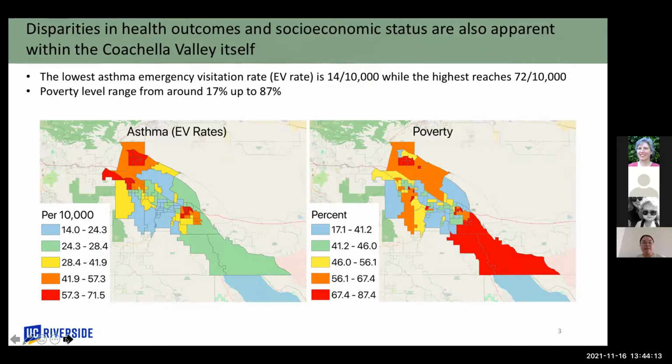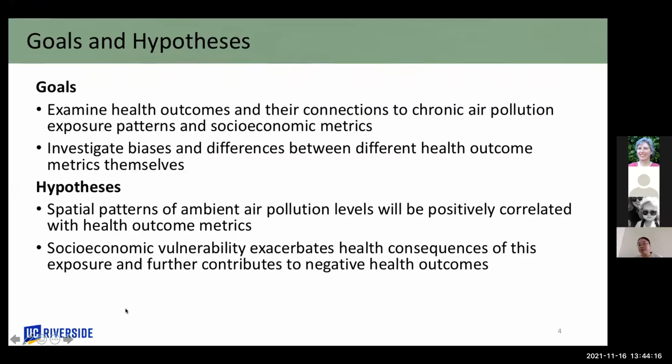So with these facts, we hope to examine the health outcomes and their connections to the chronic ambient air pollution exposure and also the socioeconomic metrics. We also want to investigate the biases and the differences between the different health outcome metrics themselves. We have hypotheses that the spatial patterns of the ambient air pollution exposure levels will be positively related with the health outcome metrics. Also, the socioeconomic vulnerability will exacerbate the health consequences of this exposure and further contribute to some negative health outcomes.